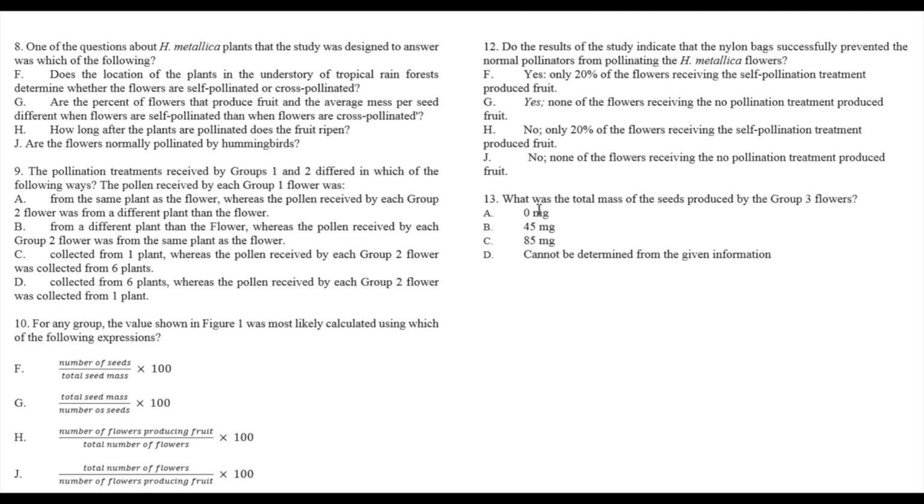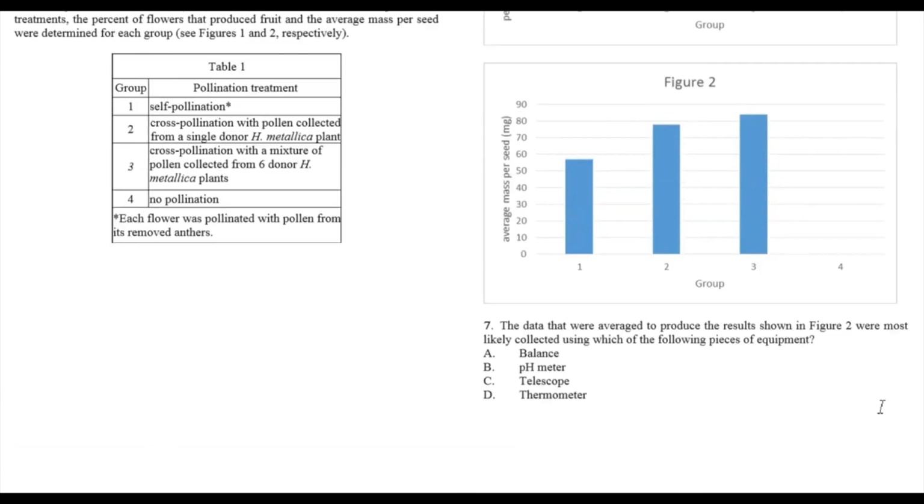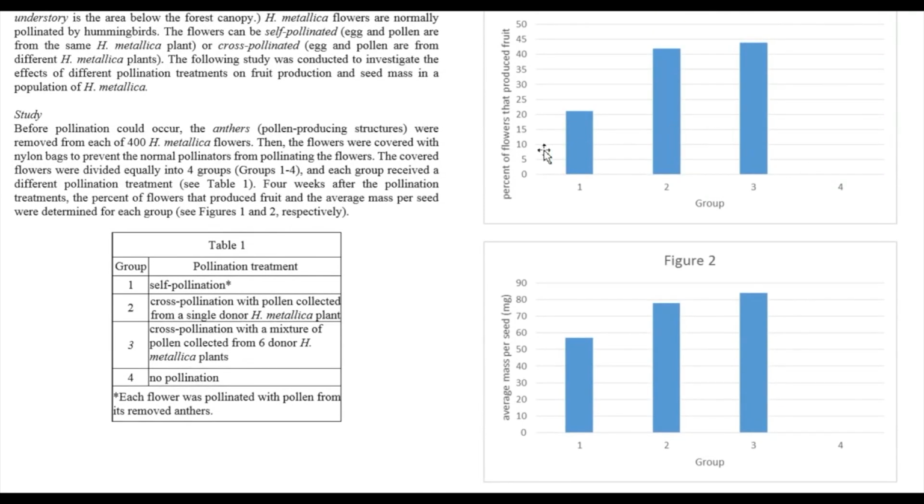Question 13 says, what was the total mass of the seeds produced by the group 3 flowers? Then we have a few options ranging from 0 milligrams to 85 milligrams, or cannot be determined from the given information. So it's asking about the group 3 flowers and the total mass of seeds. Let's scroll up and see what we know. Okay, figure 1 talks about the percent of flowers that produce fruit, whereas figure 2 talks about the average mass per seed.